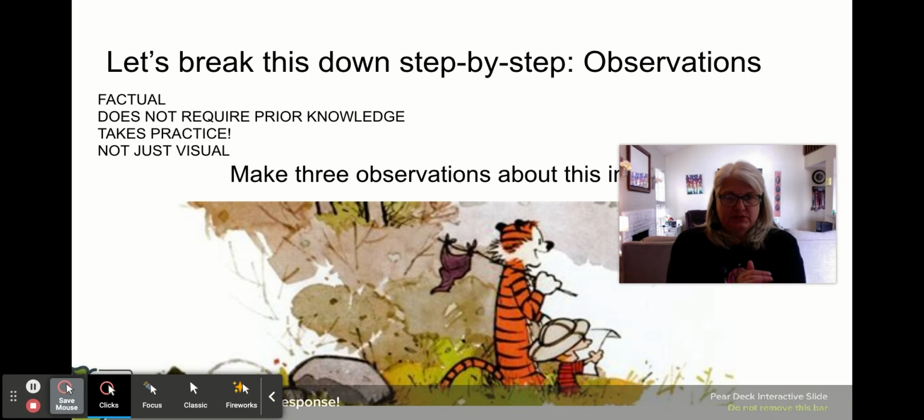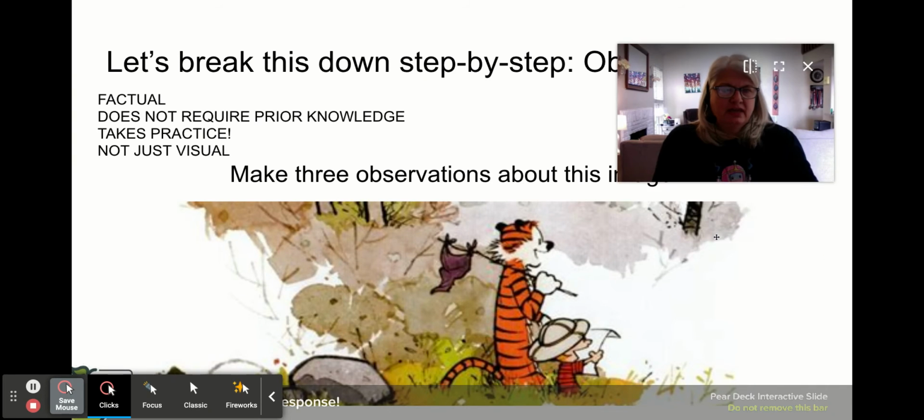They are factual, meaning they're facts. They can't be denied. It doesn't require prior knowledge. It takes practice to know the difference between an observation and an inference, and it's not always visual, right? So humans are very visual, but we also get observations through smell, touch. Please don't taste in the lab, but taste is one. There's lots of different ways that we get observations.